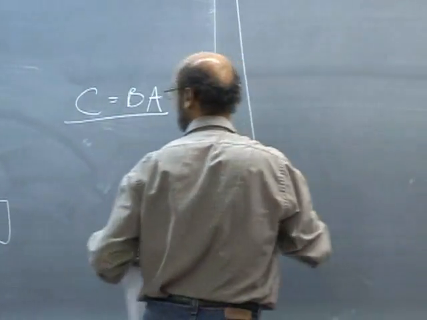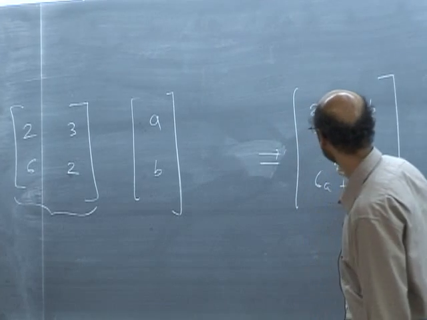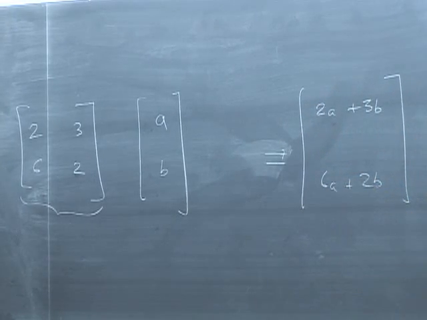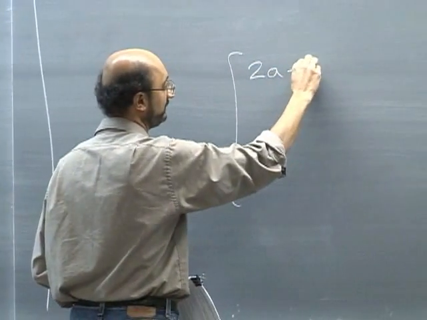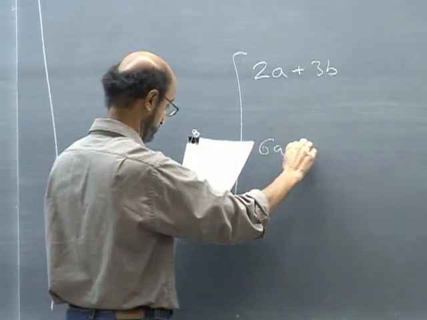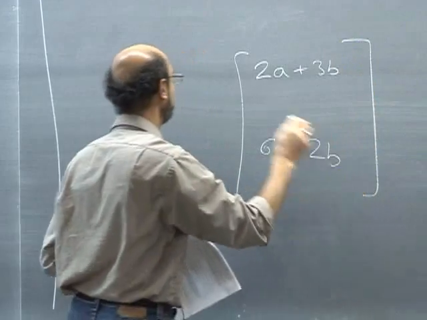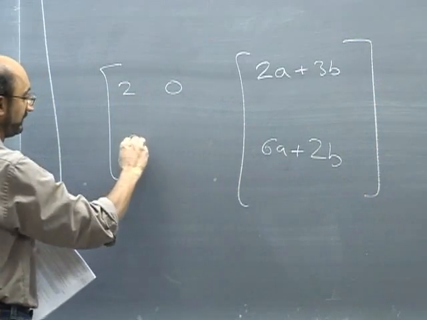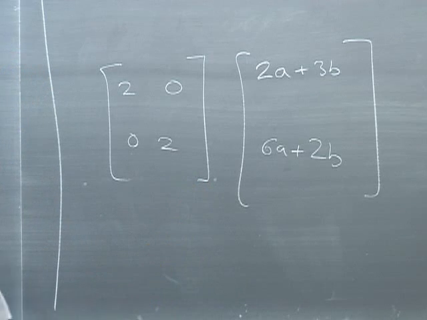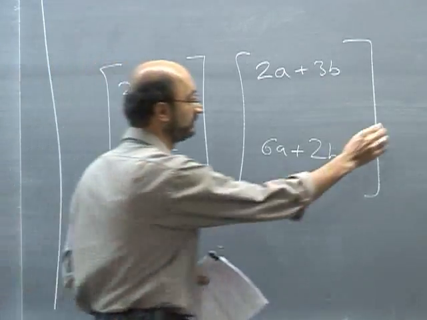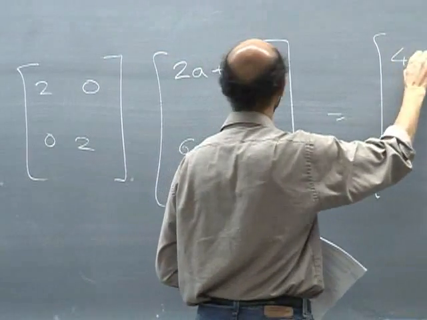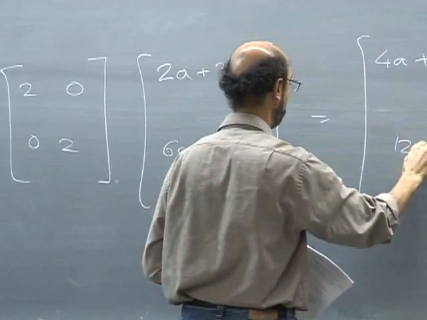So we've already seen this over here. We've seen that this matrix over here, 2, 3, 6, 2, is going to give us this transformation of 2a plus 3b, 6a plus 2b. Now let's take this vector, 2a plus 3b, 6a plus 2b, and apply to it a very simple transformation, 2, 0, 0, 2. From your homework, you'll realize that this is going to multiply each element by 2. It's a scaling by 2 in both dimensions. So this is going to give us, just by inspection, 4a plus 6b, 12a plus 4b.